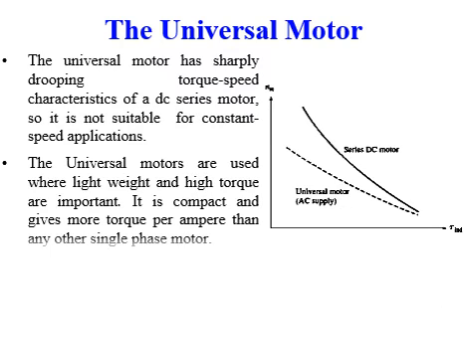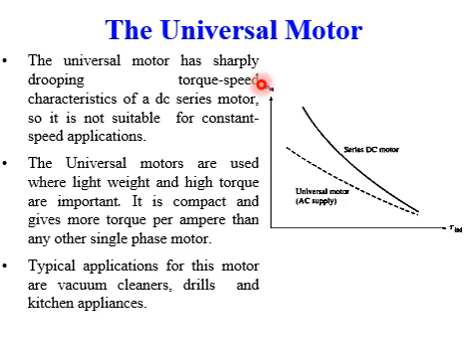The universal motor has the sharply drooping torque speed characteristic of a DC series motor. This is speed on the y-axis and torque on the x-axis. So this torque speed characteristic is quite abrupt and sharp in the series DC motor case. That's why it's not suitable for constant speed applications.